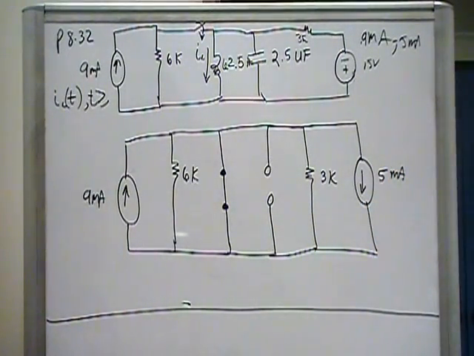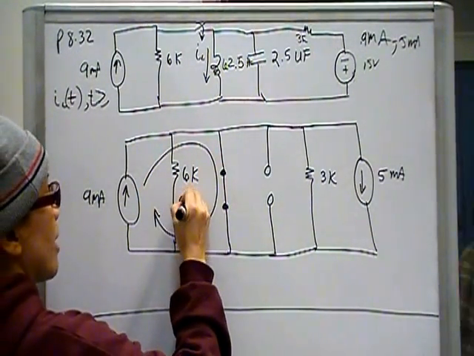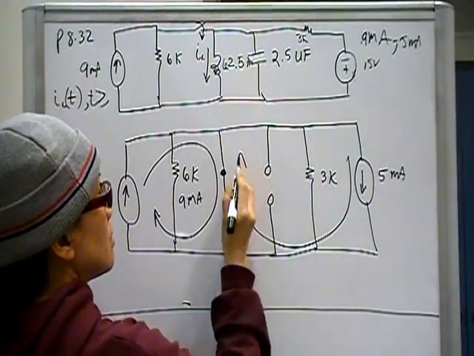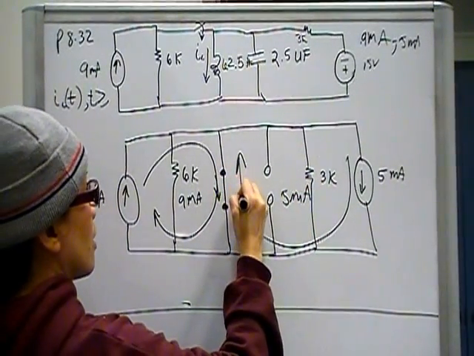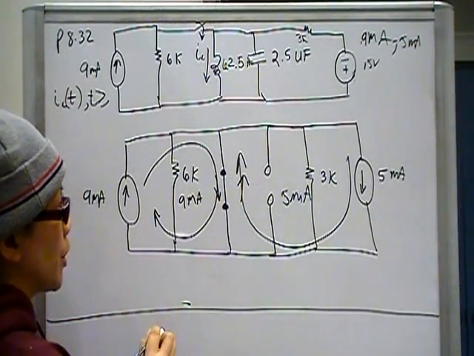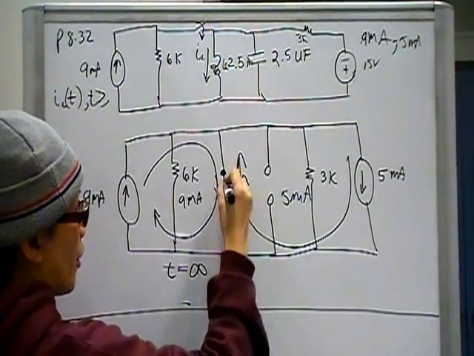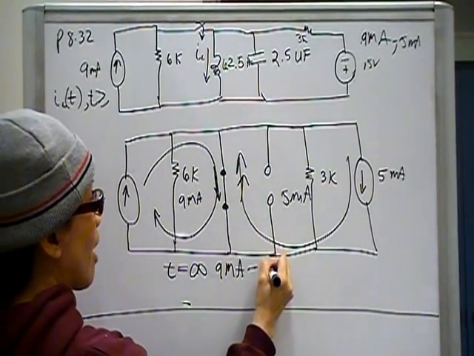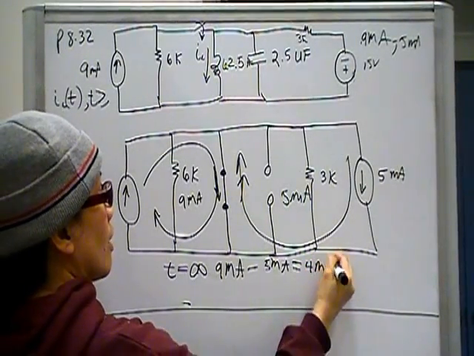What's happening? We have a shorted out branch here, so we've got 9 milliamps going like that. And then here, we've got 5 milliamps doing that. We've got this going in this direction, this going in that direction. That means our final current through the inductor, because that's what we're interested in, at time equals infinity, will be 9 milliamps minus 5 milliamps, and that is 4 milliamps. That's our final current.